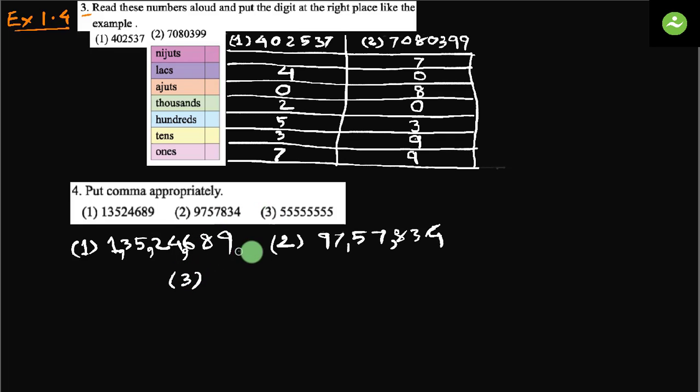Number 3. The question hasn't asked us to read. We just have to put the commas. So we don't worry about reading. Number three. 1, 2, 3, 4, 5, 6, 7, 8, 5, 1. Count from the right. 1, 2, 3. Put a comma. 1, 2. Put a comma. 1, 2. Put a comma. And it is done.